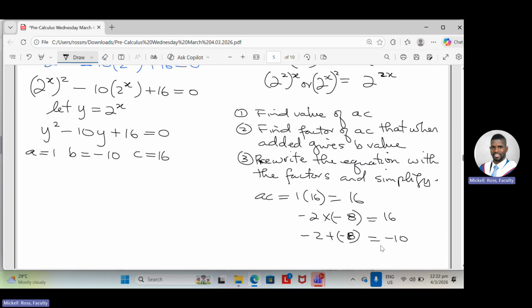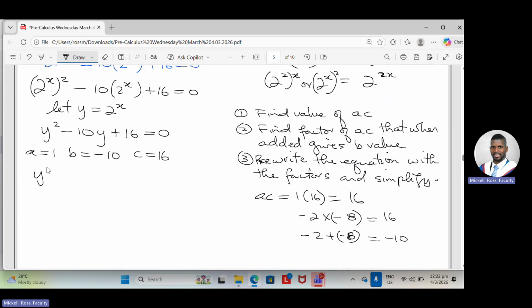What is this telling us? Positive numbers have negative factors. So every positive number will have negative factors, because two negatives multiply to give you a positive. So positive numbers will have negative factors.